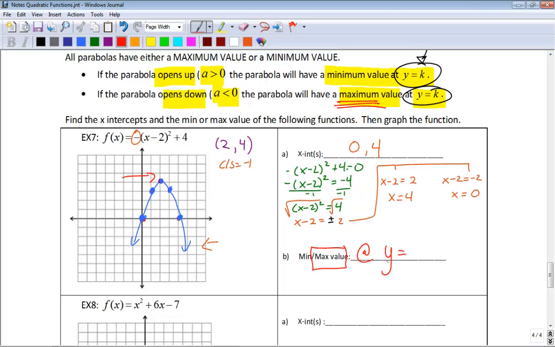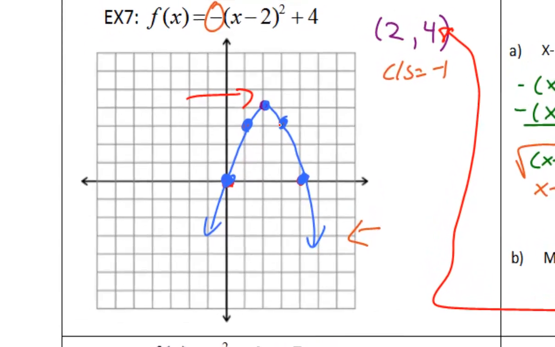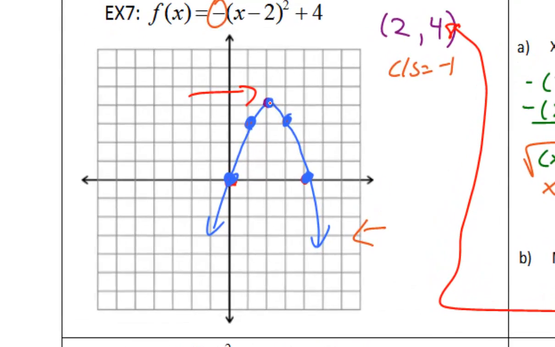Well, the number that it's going to equal is whatever k is. Well, what's k? If we look here in our vertex, k was equal to 4. So we have a maximum value at 4. And if you look here, the y value of this dot is 4.